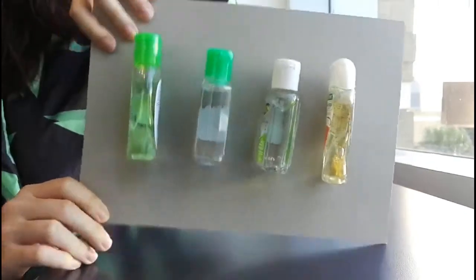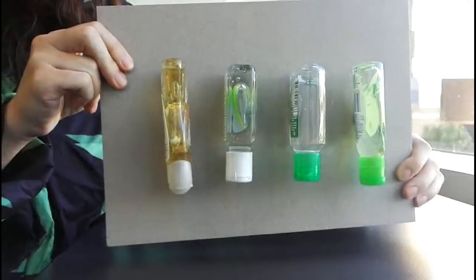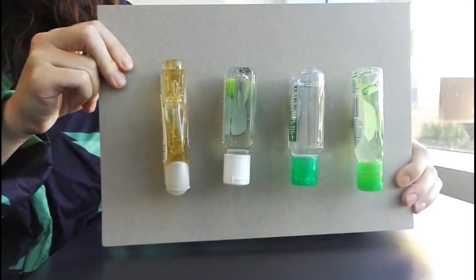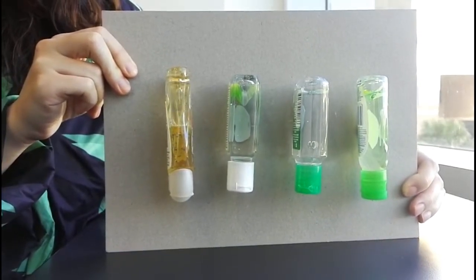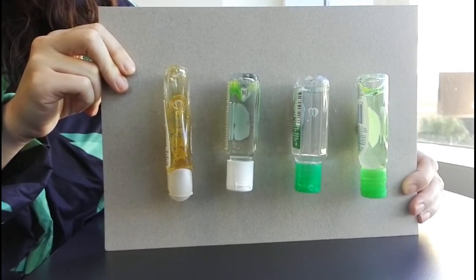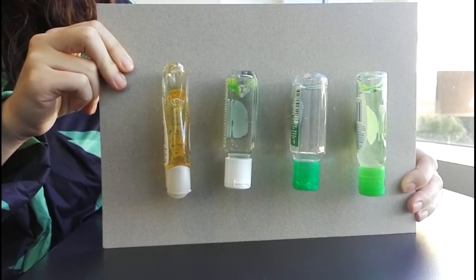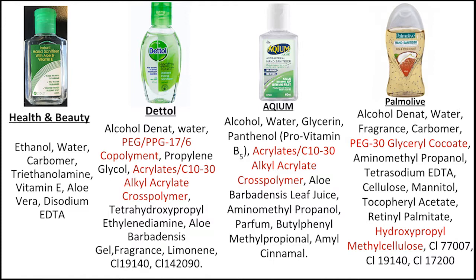We compared our instant hand sanitizer with 3 other competitors' products and observed their viscosities by turning these bottles upside down and comparing the speed needed for the air bubbles to reach the top. Instant hand sanitizers from 4 different brands are arranged according to the order of their viscosities. We highlighted the ingredients that help to form the gel.